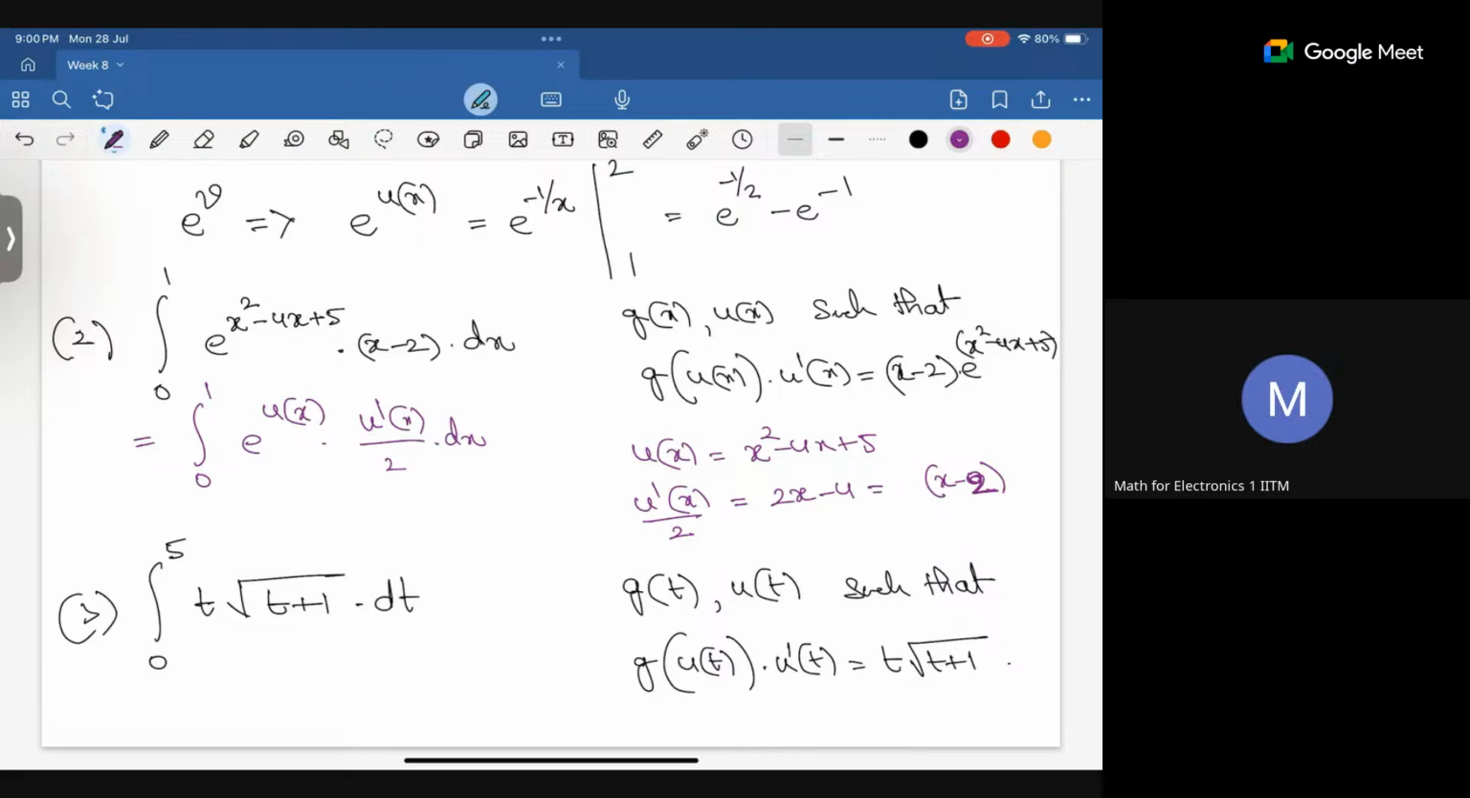Right, so we have this. Now all we need is, what is g of x? Right, so what is g of x? It will just be e power x again. Right, so then you do the substitution. So let me take this below.